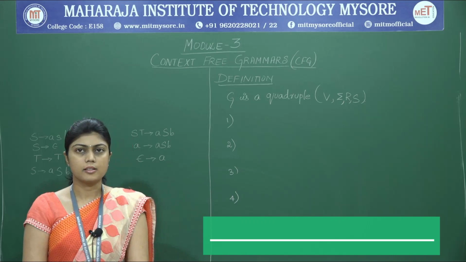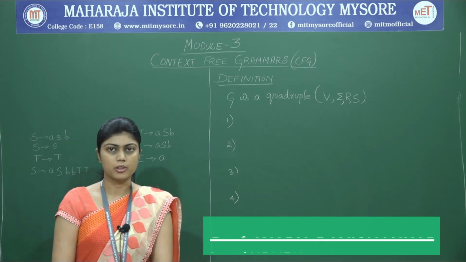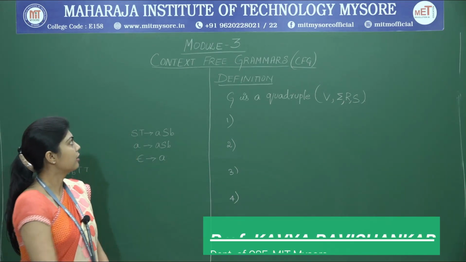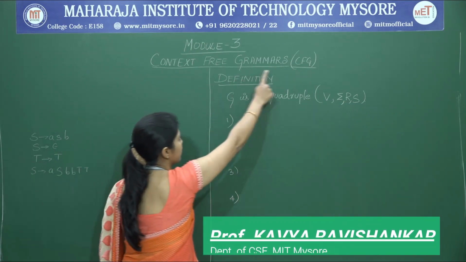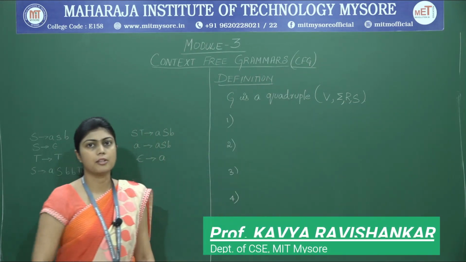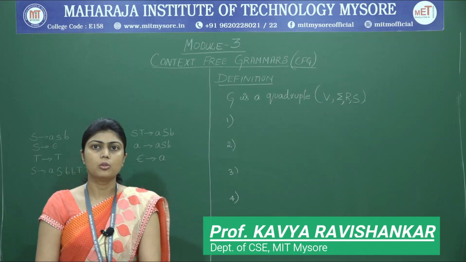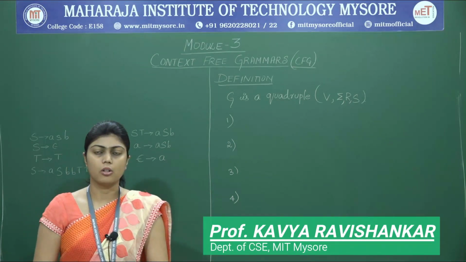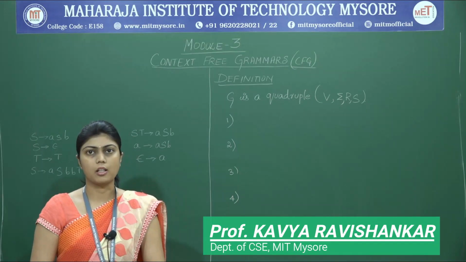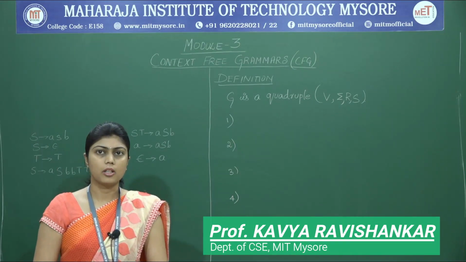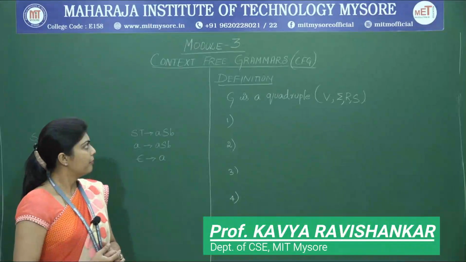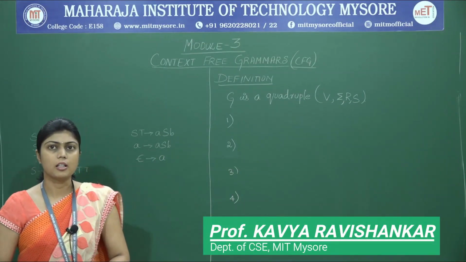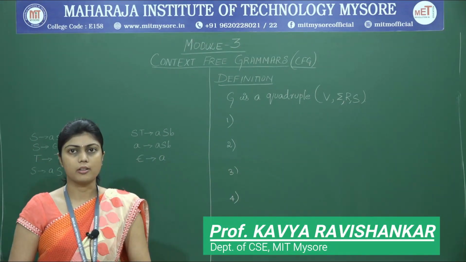Everyone. In this class we are going to learn module 3, and this deals with context free grammars, which is abbreviated as CFG. In module 2 we studied regular grammars. What was allowed on the left hand side of a regular grammar and what was allowed on the right hand side of a regular grammar? We have studied how to generate the regular grammars.